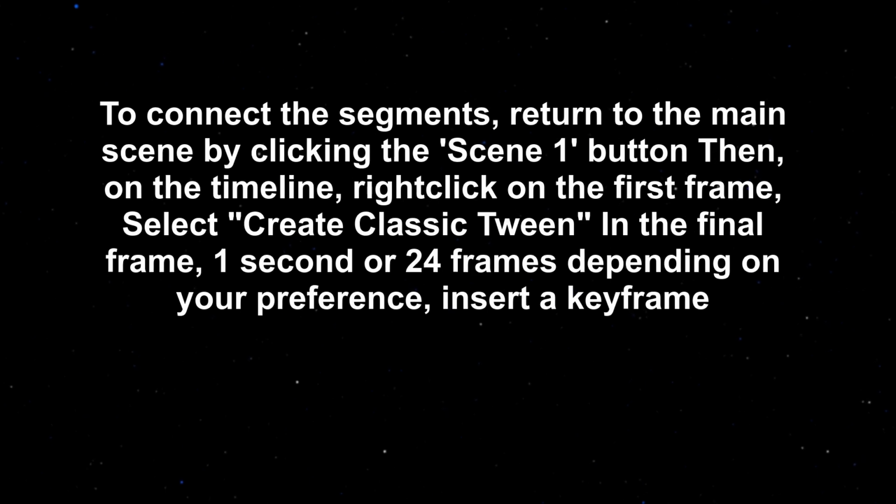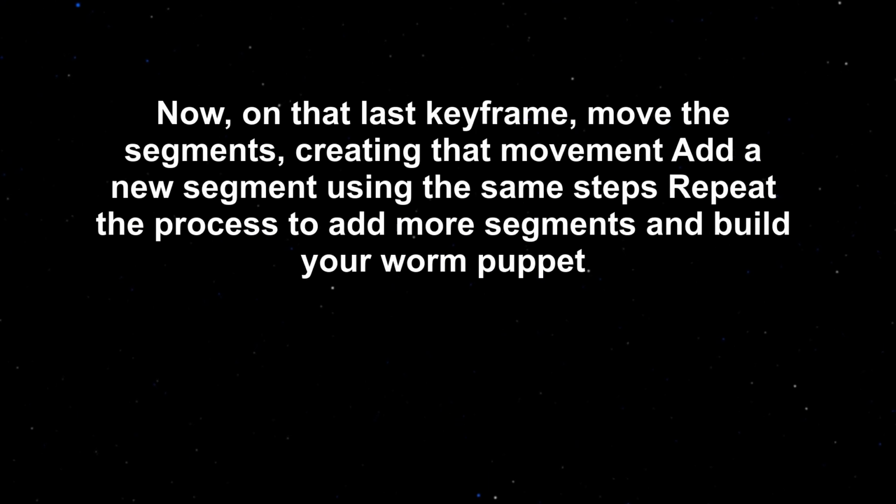To connect the segments, return to the main scene by clicking the Scene 1 button. Then, on the timeline, right-click on the first frame, select Create Classic Tween. In the final frame, 1 second or 24 frames depending on your preference, insert a keyframe. Now, on that last keyframe, move the segments, creating that movement. To create a new segment, use the same steps. Repeat the process to add more segments and build your worm puppet.